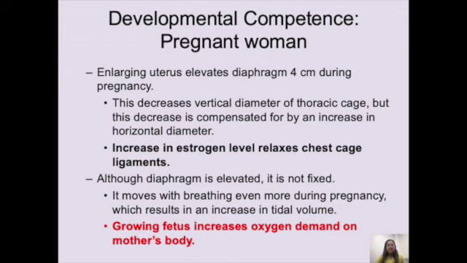Now, the diaphragm can be elevated up to 4 centimeters, but this doesn't mean that it's fixed, right? It's going to move up and down with your breathing, and it's going to increase that tidal volume as well. Now, the growing fetus, something else to consider, is going to need more oxygen, and because we're growing a baby, it's going to increase the oxygen demand of the mother's body as well.